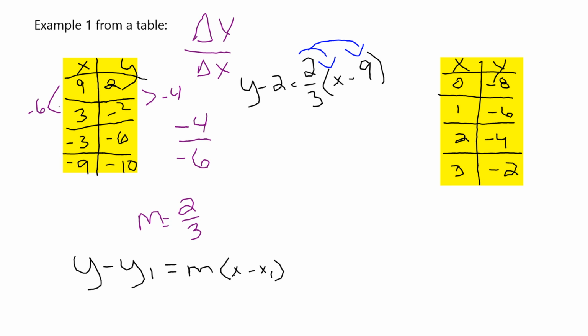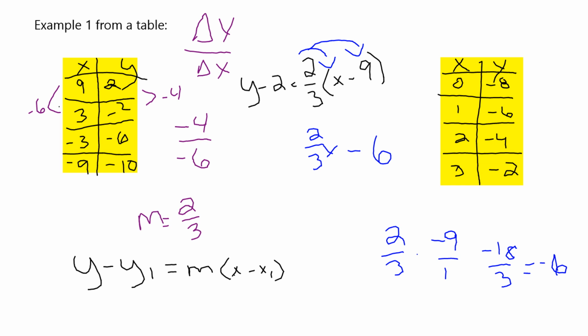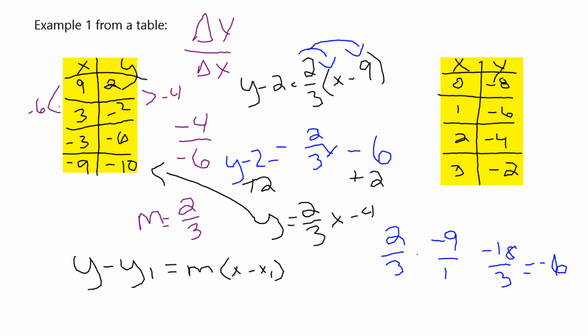Distributive property. So 2/3 times x is 2/3 x. 2/3 times negative 9 is a negative. 2 times 9 is 18 over 3. Negative 18 divided by 3 is negative 6. And then we have y minus 2 on the other side. Now we're going to add 2 and add 2. So I get y equals 2/3 x minus 4. So the equation of this table is y equals 2/3 x minus 4.